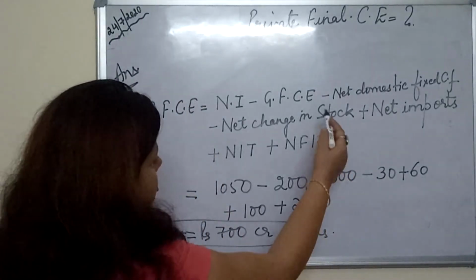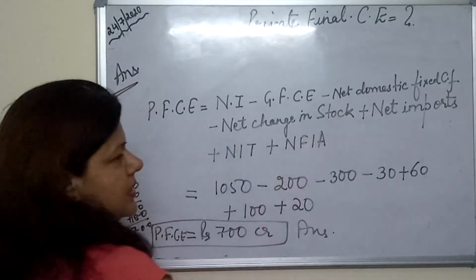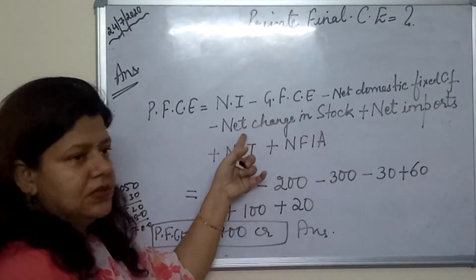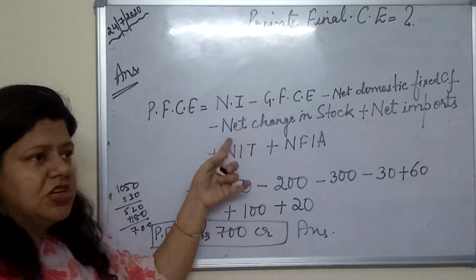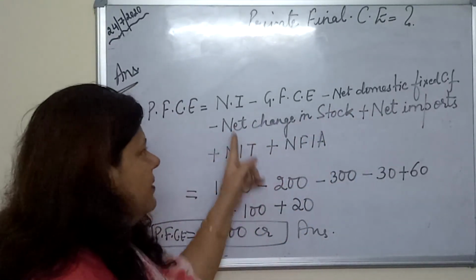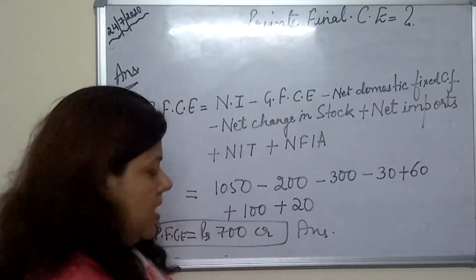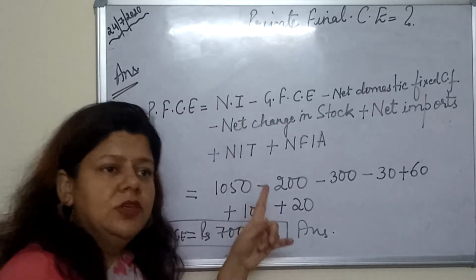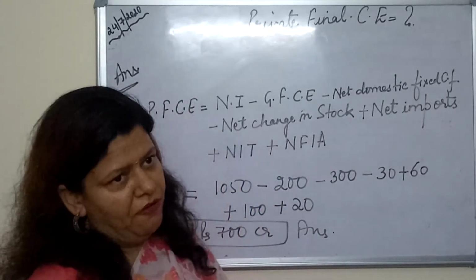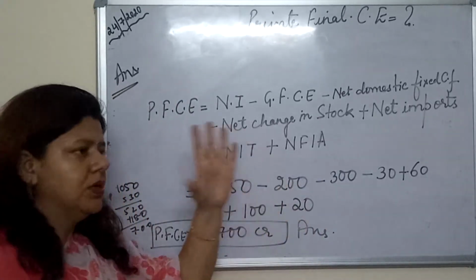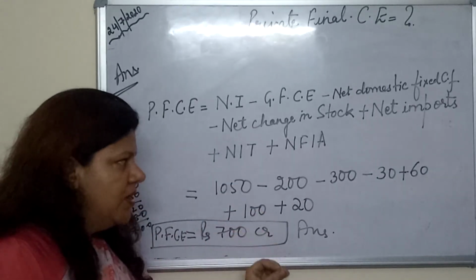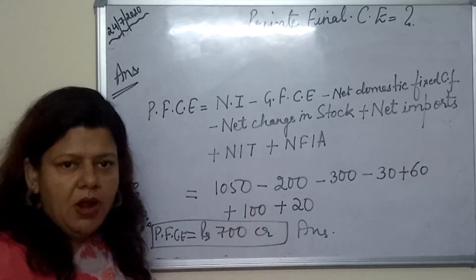Here we are not going for consumption of fixed capital because everything is in net. See, consumption of fixed capital, depreciation, is given, but we already have everything in net. That means nothing is in gross, so we have not deducted or added anything on the consumption of fixed capital. So you have to see what is asked and what is given in the question, then just take out your answer.